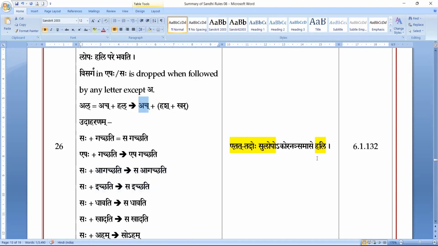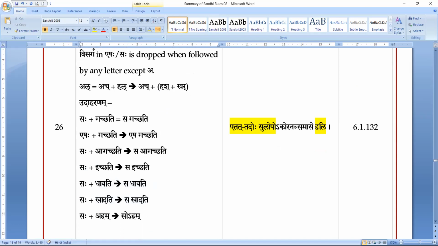Now, when followed by hal, what will happen? By this rule, when the hal follows, it is dropped. Whether it is a soft consonant or a hard consonant doesn't matter. Saha davati, sa davati. Saha kadati, sa kadati. Drop. Don't say Jihvamuliya will come. No, Jihvamuliya is in Tripadi. This rule is in Sapada Saptadhyayi. Is it clear? Yes, Guruji.